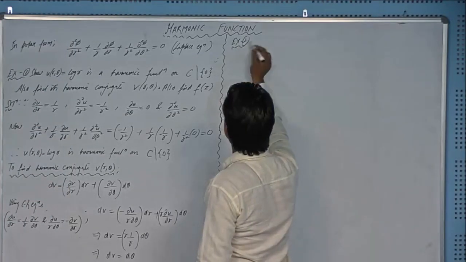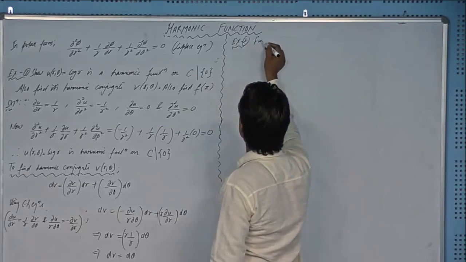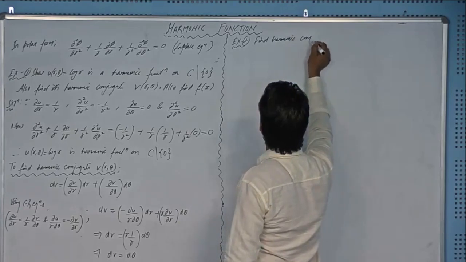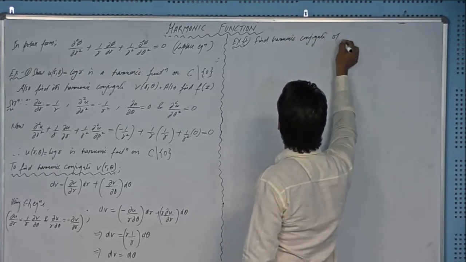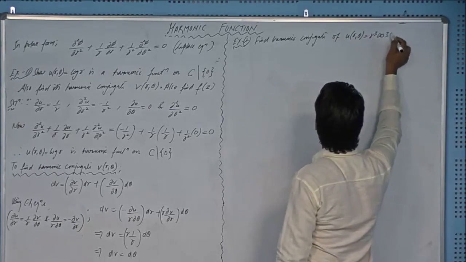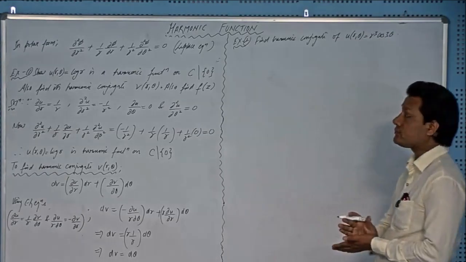So taking another example, last example of this harmonic conjugate. Example number 2, right? Find harmonic conjugate of u of r comma theta equal to r cube cos 3 theta, right?